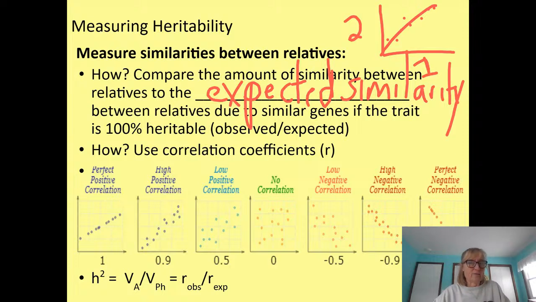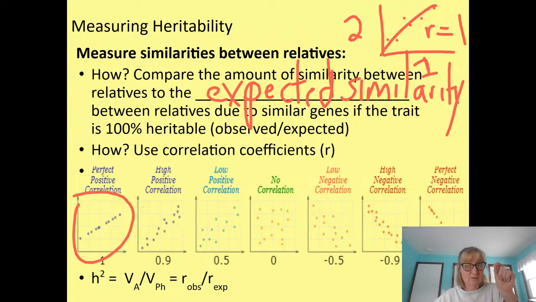between the height of one identical twin and his partner. We would expect a correlation of 1. That's called R equal to 1. That's down here, a perfect correlation. Okay. If the characteristic of height is 100% heritable.